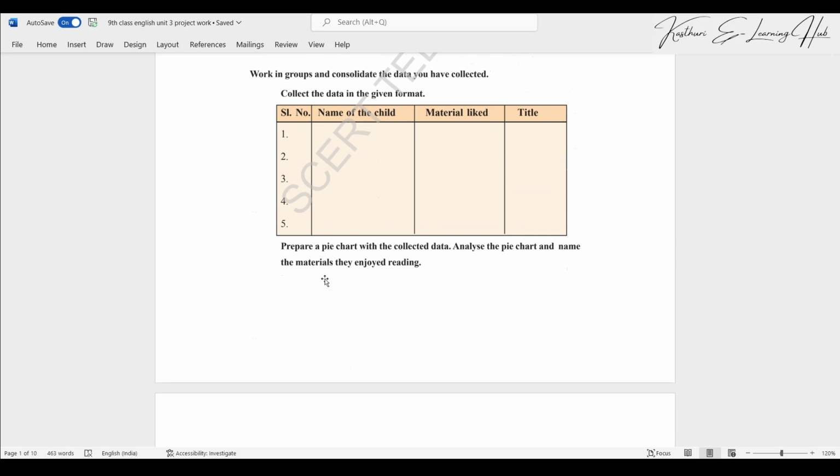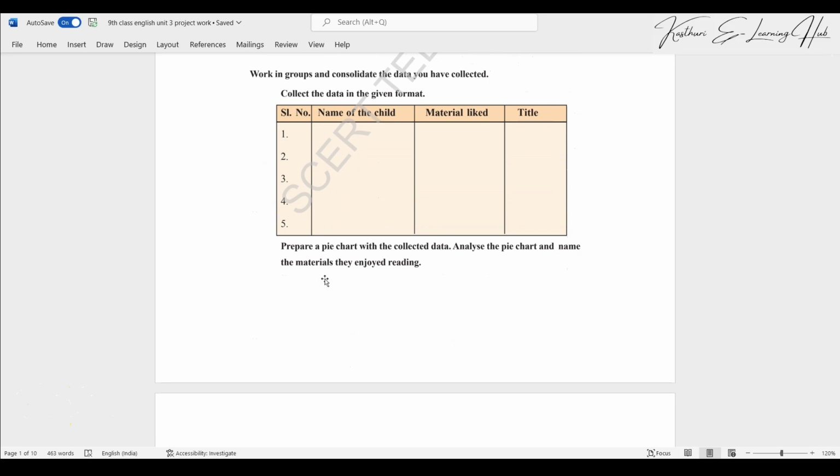Here I have given you the task of each one getting data from 2 students. We all will sit together, and 5 of us will be in one group. So each one will get about two students, and together we will have the data of 10 students. That is how we have planned the project work.